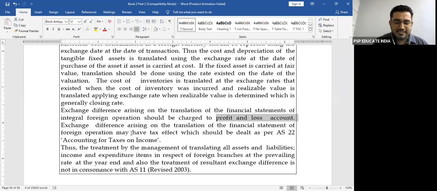You cannot always take the spot rate. You have different rates for different things, and you cannot transfer gain to liabilities and loss to P&L. Both gain or loss will go to the profit and loss account. Write quickly on the chat box. Are you clear with this? Yes or no? Quickly on the chat box. Are you clear with this theory question?